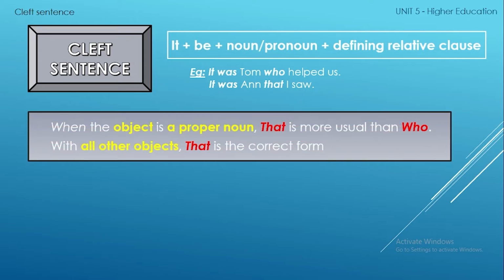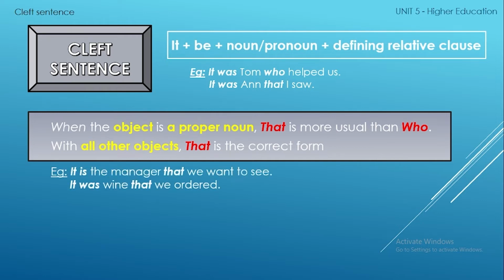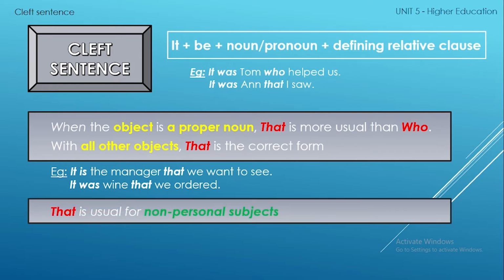When the object is a proper noun, that is more usual than who. With all other objects, that is the correct form. For example, "It is the manager that we want to see." "It was wine that we ordered." That is usual for non-personal subjects. "It's speed that causes accidents, not bad roads."